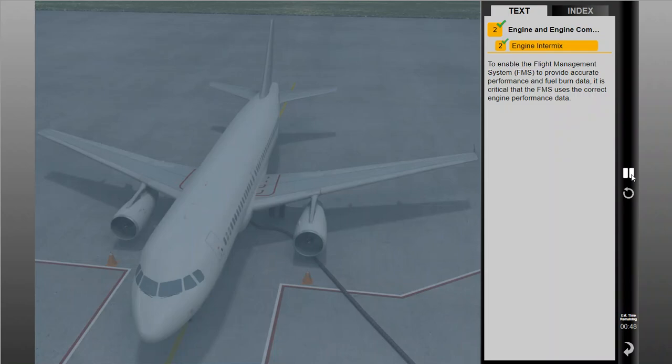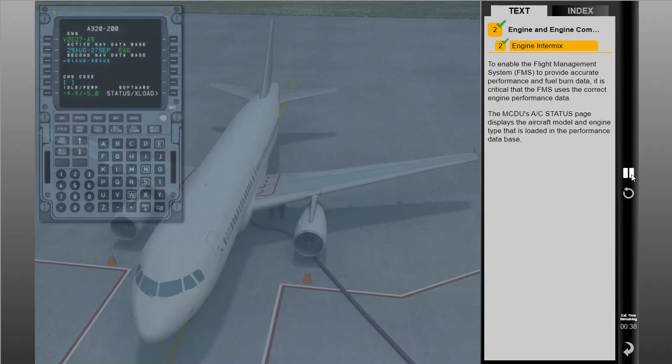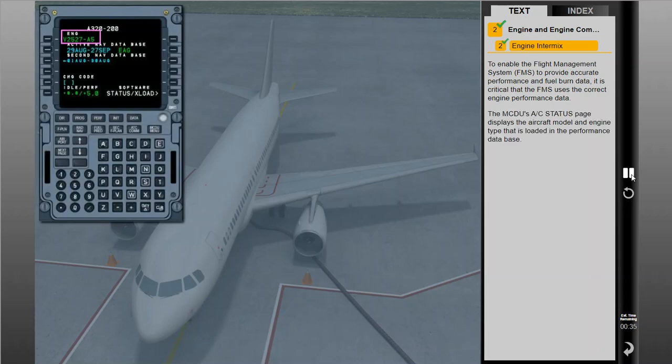To enable the Flight Management System, FMS, to provide accurate performance and fuel burn data, it is critical that the FMS uses the correct engine performance data. The MCDU's aircraft status page displays the aircraft model and engine type that is loaded in the performance database. The pilot checks this information against the flight plan during pre-flight on every flight to ensure it is correct.